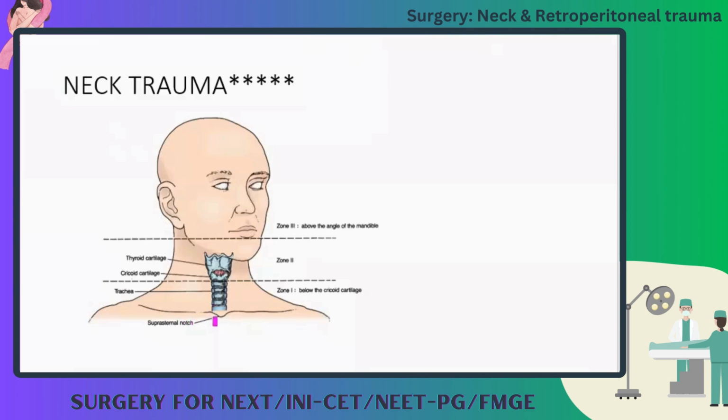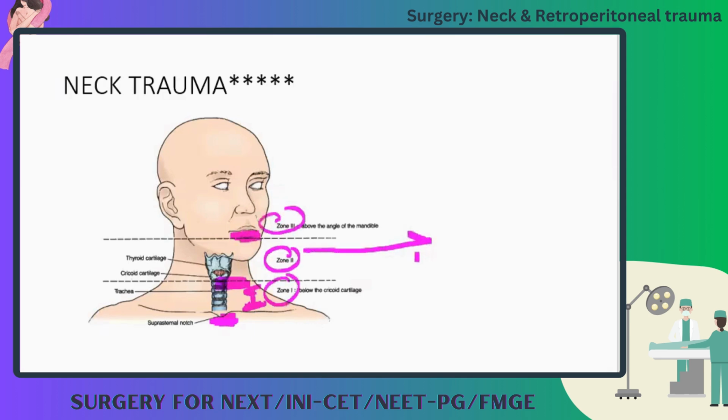Just see here, in the neck: from the suprasternal notch to below the cricoid cartilage, this is zone 1. Zone 2 is from the cricoid cartilage to above the angle of the mandible, and above it is zone 3.